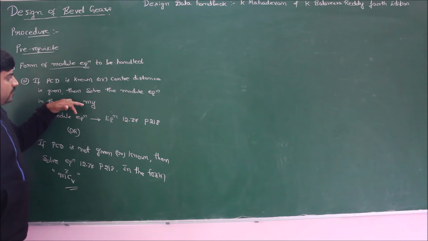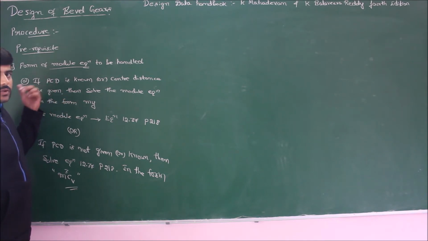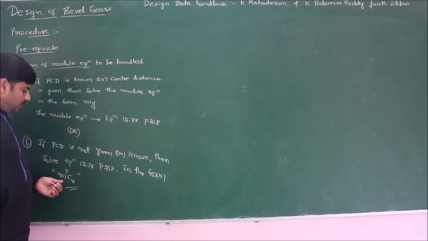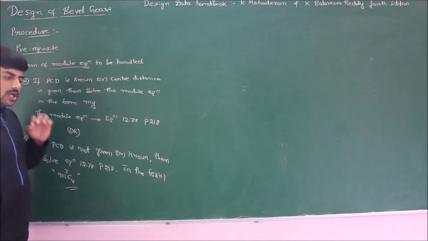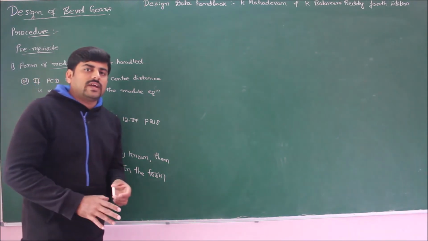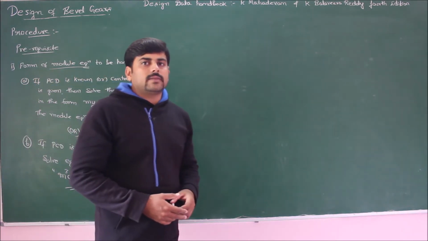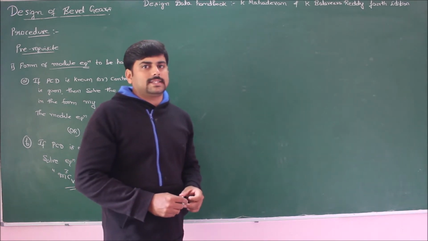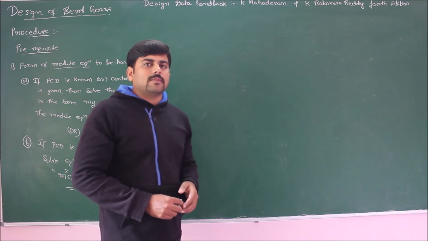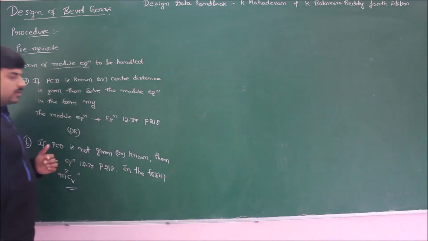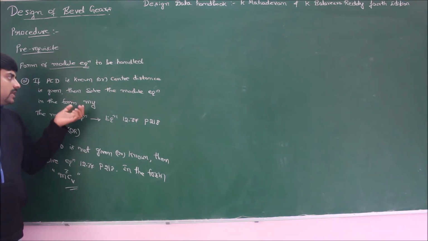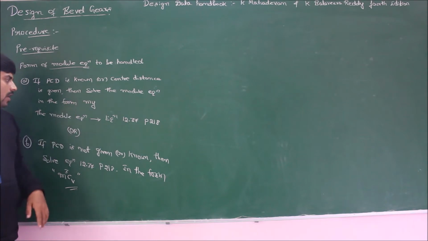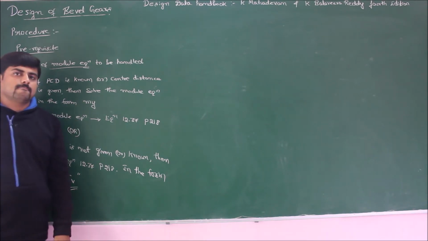Once you find the value of m into y in the problems of case wherein PCD is known to us, or if you find the value of m cube cv in the problems in which pitch circle diameter is not known to us, we can find the module by trial and error method, which we have already employed in designing of spur gear and helical gears. The same trial and error procedure is employed to find the module, once you find out the value of m into y or m cube cv.